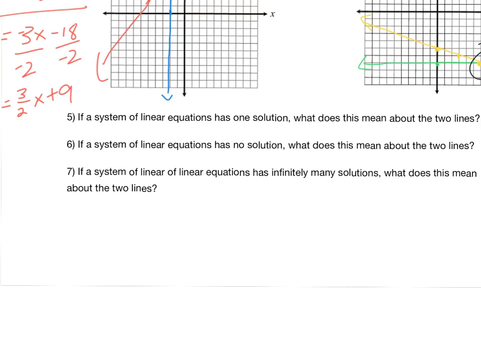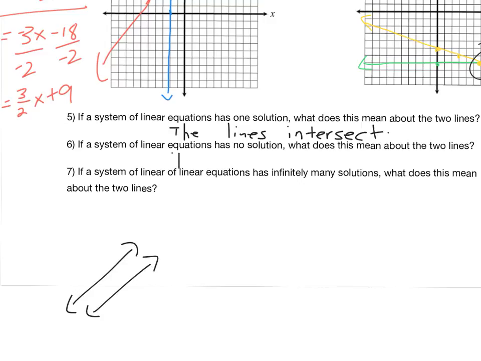All right, if a system of equations only has one solution, then that means both lines intersect. So the lines intersect. What does it mean if we have no solutions? So remember, if we have no solutions, that would mean that our two lines are parallel, which we had an example of like that with number 2. So that means the lines are parallel.